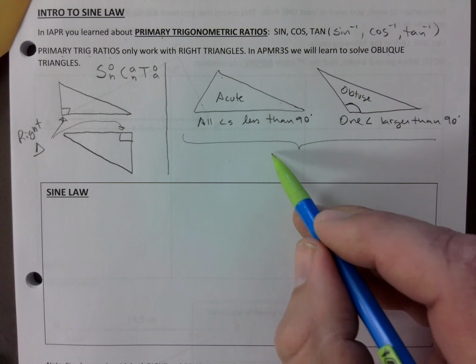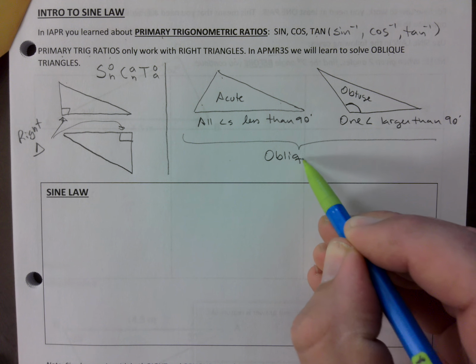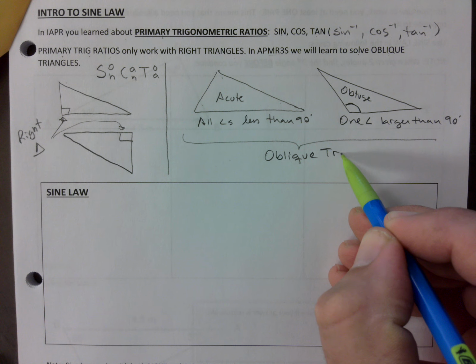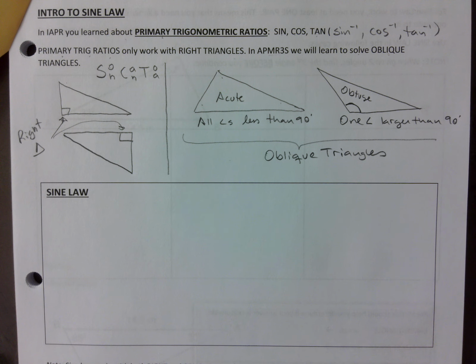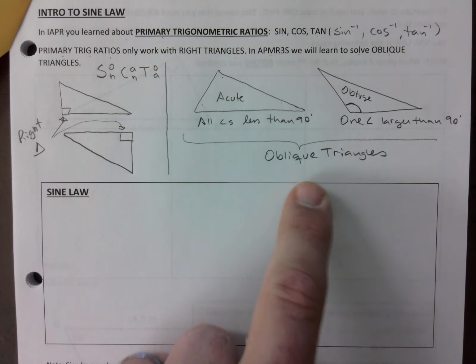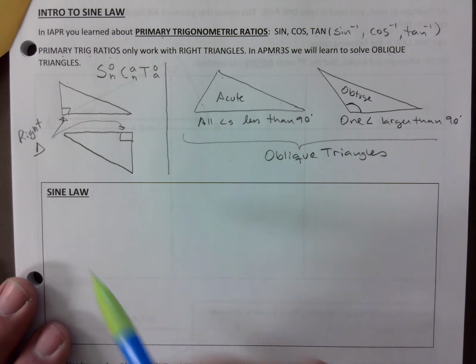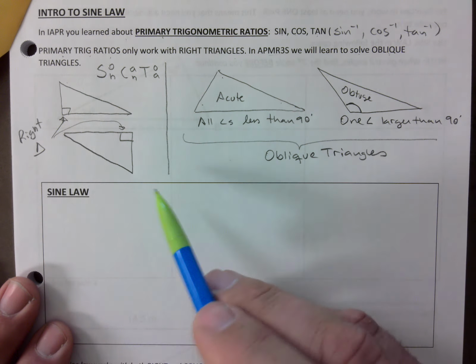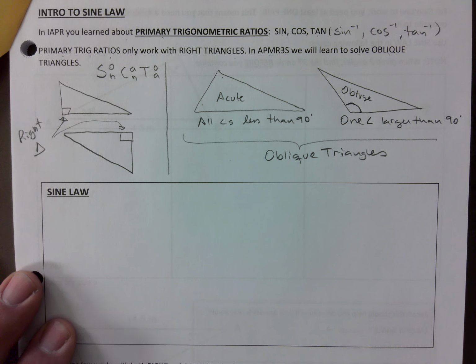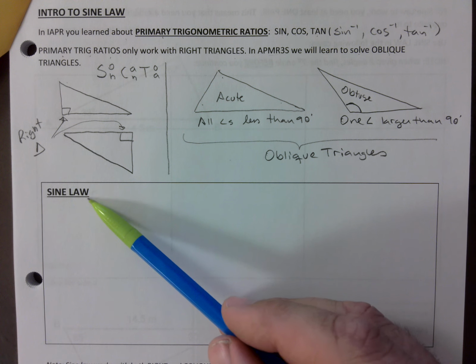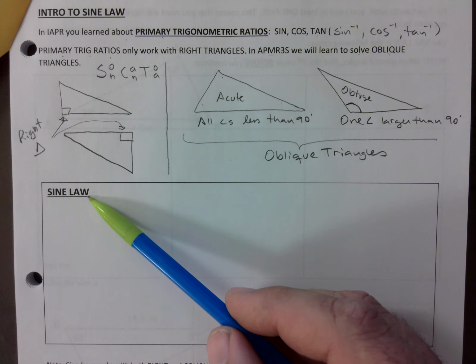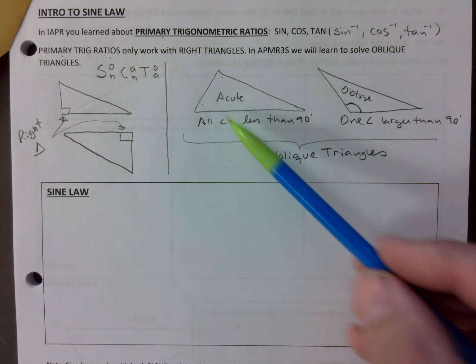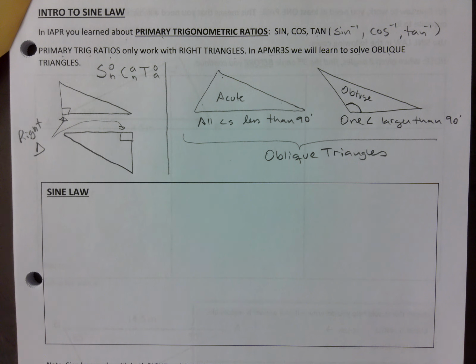Combined, we call them oblique triangles. You can also think of oblique as non-right triangles. Anything that isn't a right triangle is in the oblique triangles category. So right triangle, oblique triangles. The beauty is that with all of these, we can use sine law and cosine law to solve. It doesn't matter if you're in this category or in this category, we can solve using sine law and cosine law.